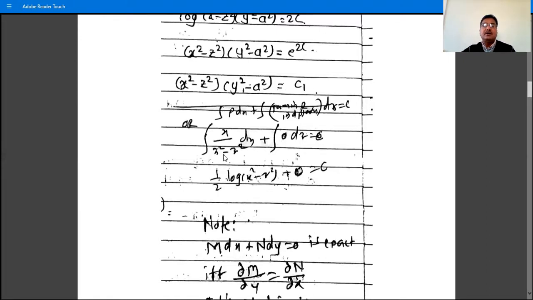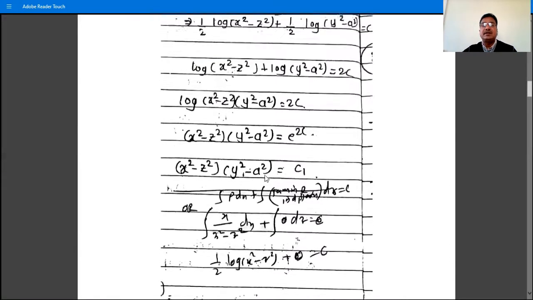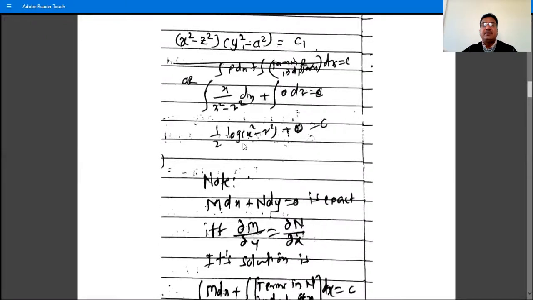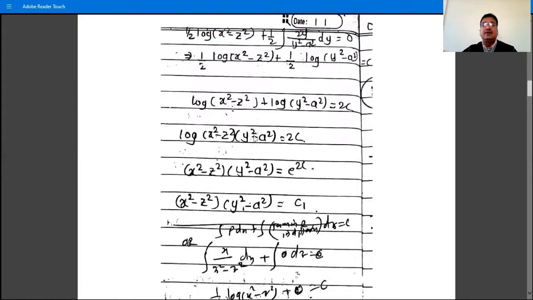And then by using the rule of integration, that f dash x divided by f x, we adjust the derivative of x square minus z square. What is it? It is 2x with respect to x, the derivative of x square is 2x, and the derivative of z square is 0. So multiply by 2 and divide by 2, and then we have the integration 1/2 log (x square minus z square) plus 0 is equal to constant.